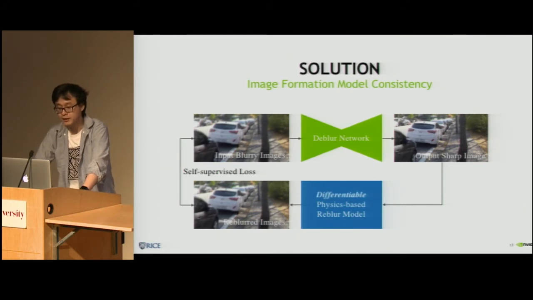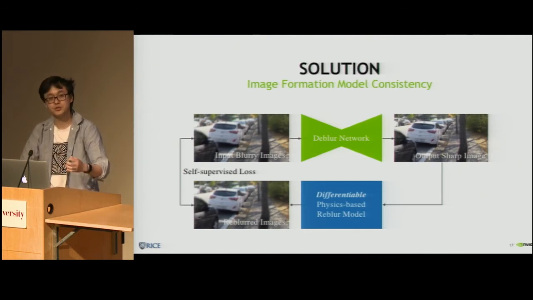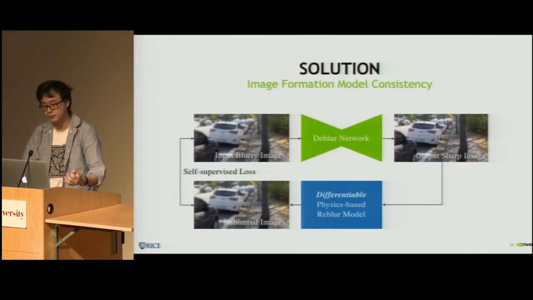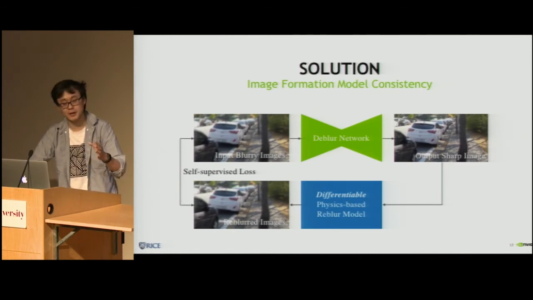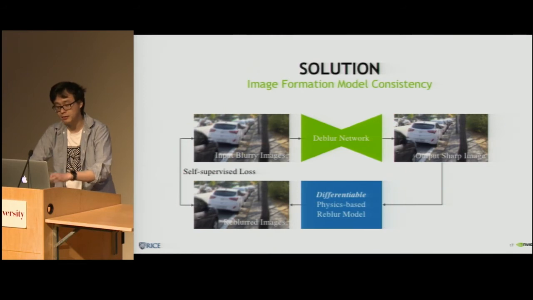By comparing the reblurred image with the original blurry image, we can get a loss. We then backpropagate the loss to update the deblur network to generate a more realistic output. In order to make this backpropagation happen, we need to make the image formation model differentiable.